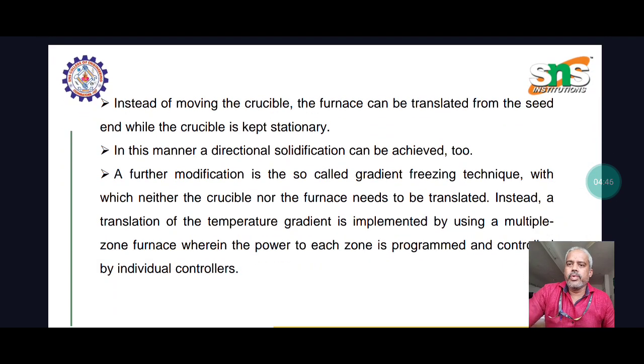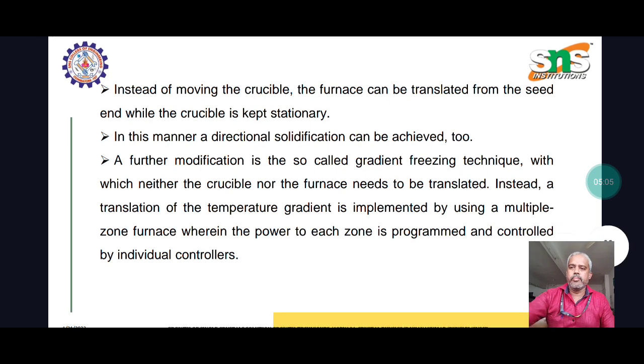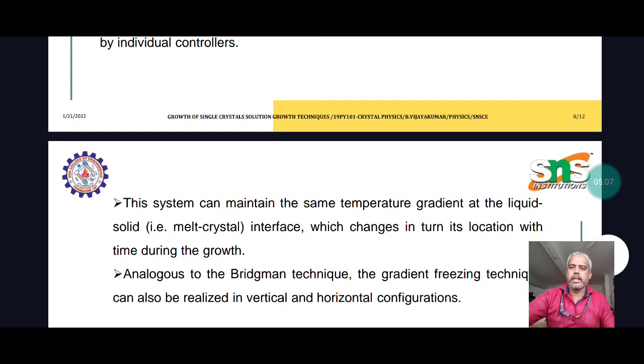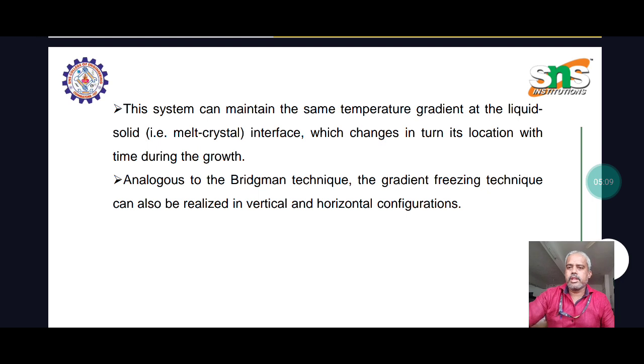Instead of moving the crucible, the furnace can be translated from the seed end. In this manner directional solidification can be achieved, and with further modification we get the gradient freezing technique. Here the crucible is fixed and the temperature gradient is maintained. The system maintains the same temperature gradient.